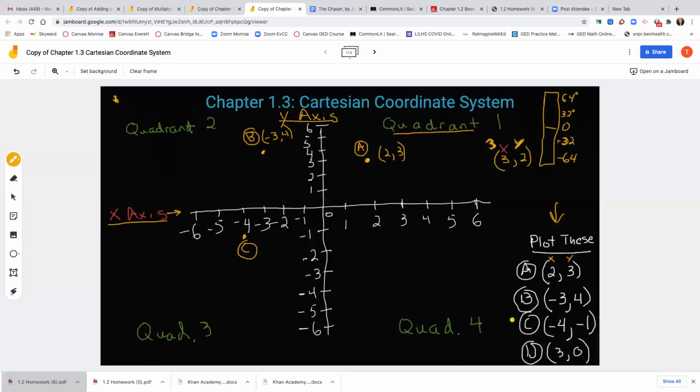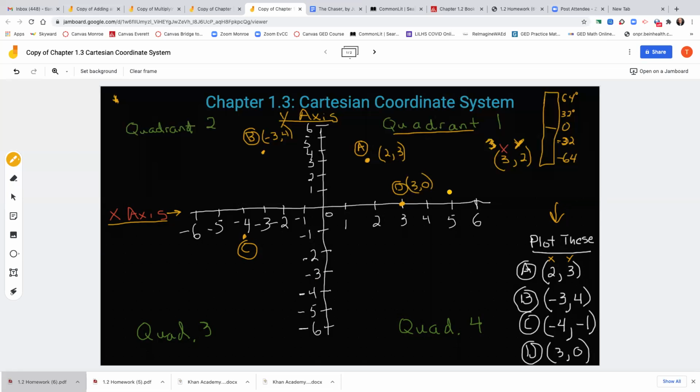D says 3, 0. Okay. So on the x-axis, the first number is 3. Go over 3, and it says 0. So that means I don't go anywhere. I stay right here at the 0. I'm going to put that right there, nice and big here. That's point D here, okay? That's 3, 0. Now, I want to show you something.